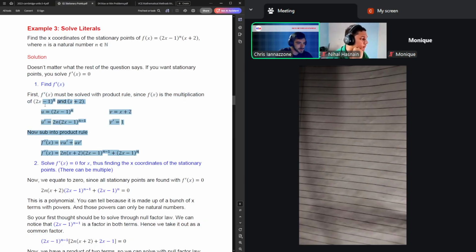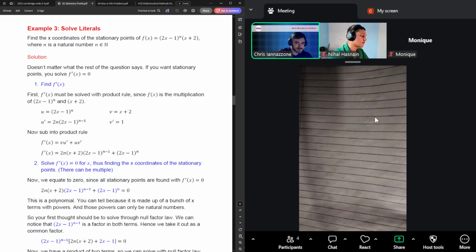Before I go any further, I know there's a lot of numbers and letters going on there. Is there anything that needs to be clarified up until this point?